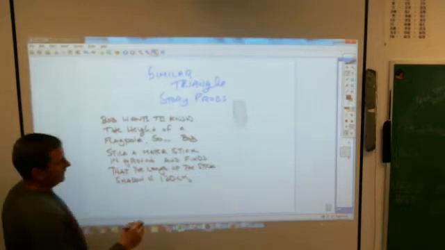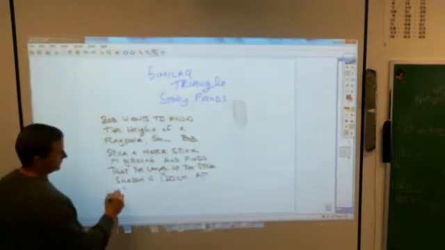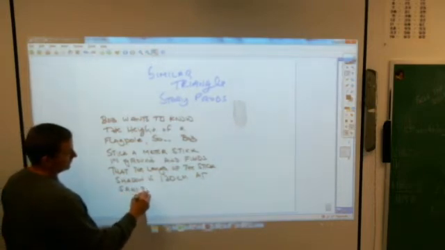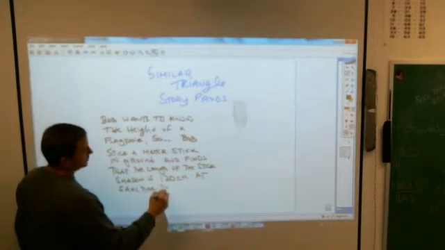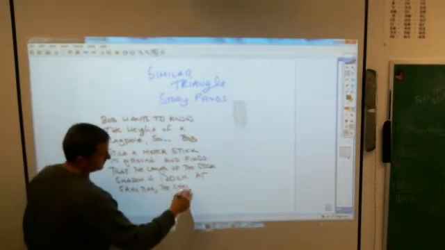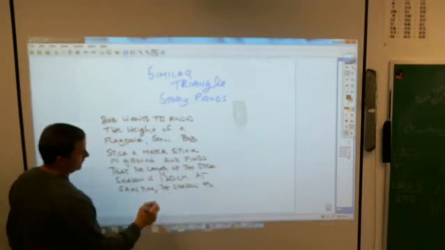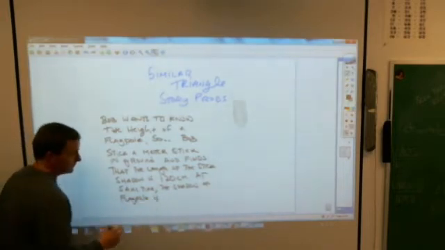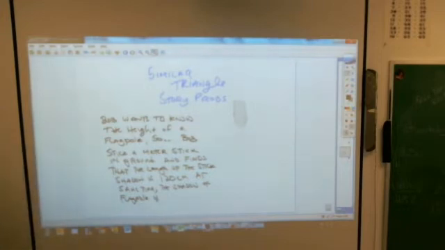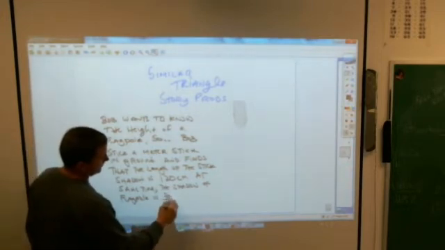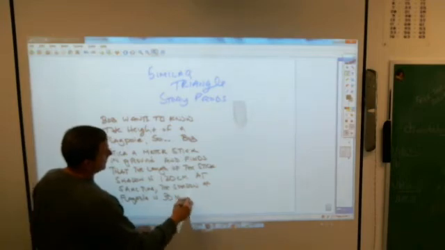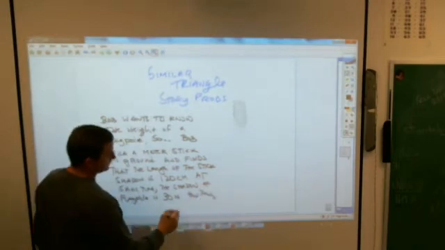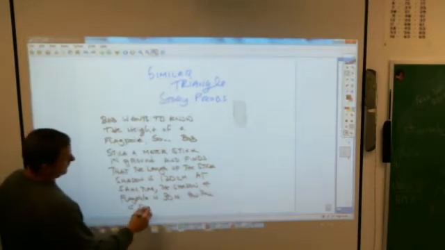At the same time, the shadow of the flagpole is 30 meters long. How tall is said flagpole?